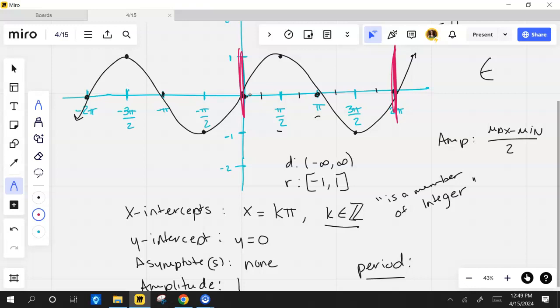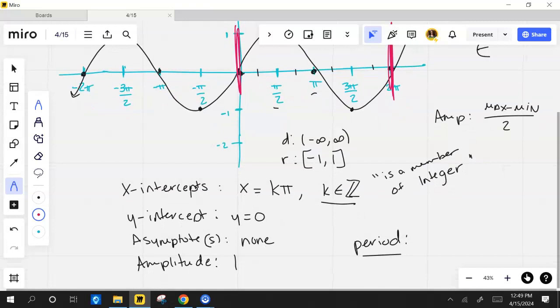Logan. Period is how long it takes it to make one complete cycle. What? That's some pictures. Yeah. All right, now listen.